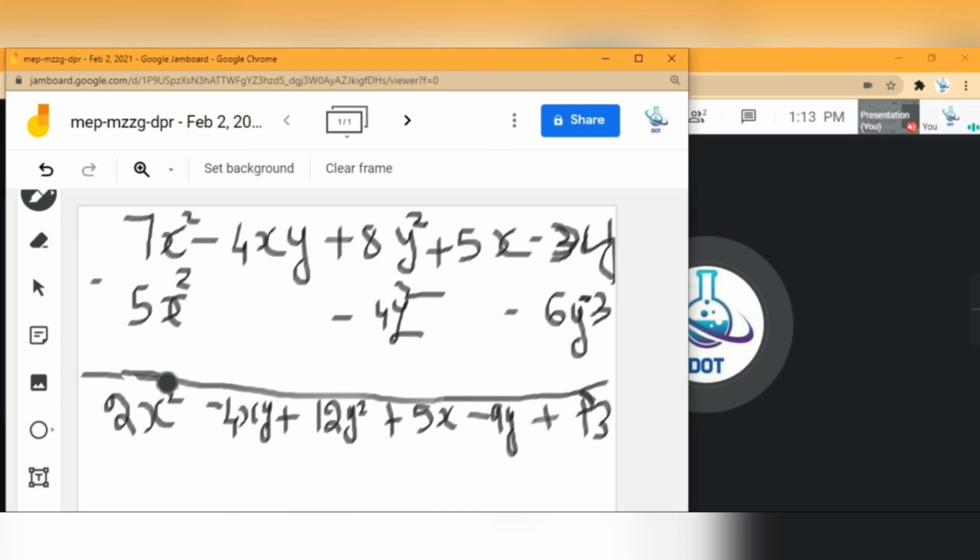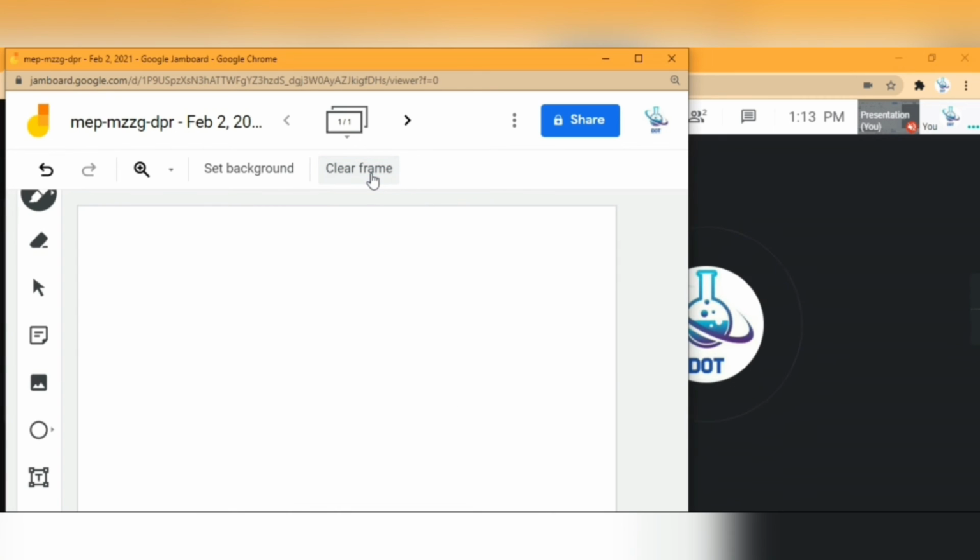And again, for multiplication, I'll show you an easy method. If the question is 5x into 4x square, how can we multiply?